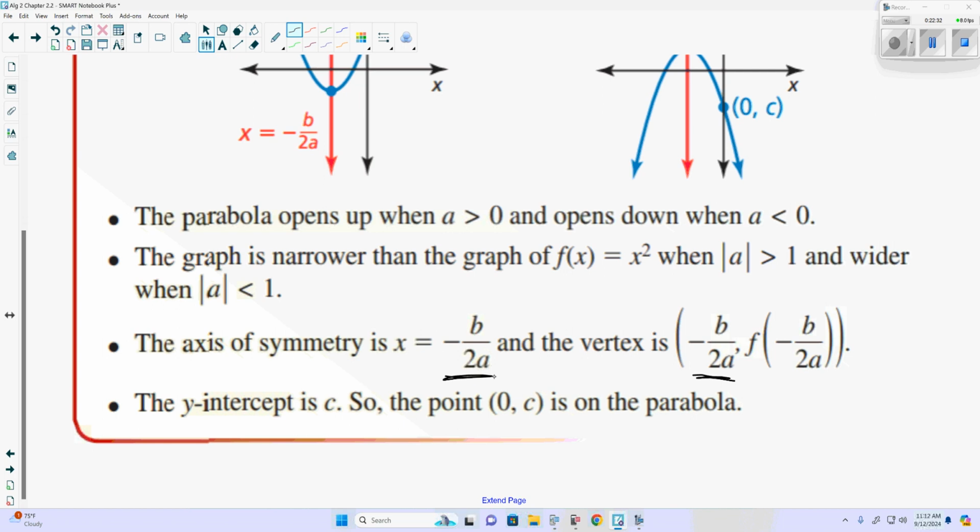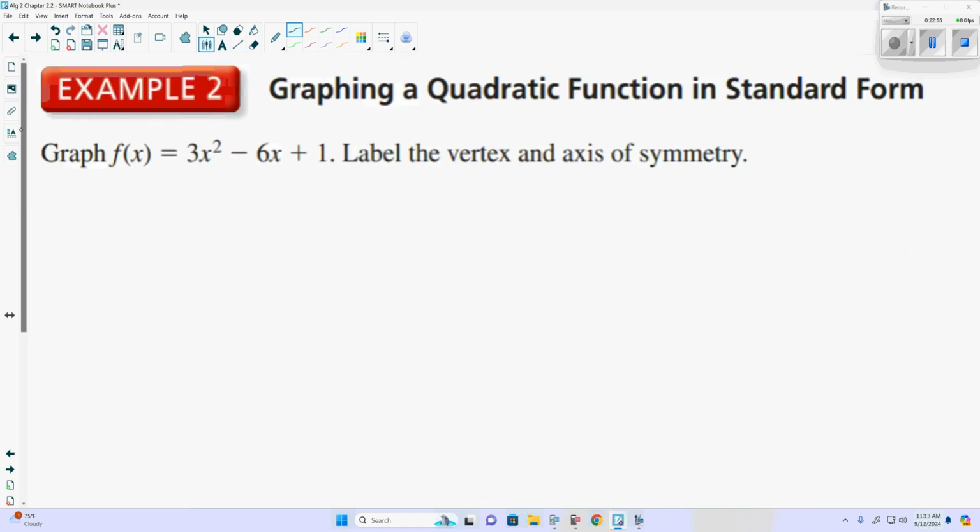And the only other key point of interest is the y-intercept. Whatever the constant term is, the term without a variable, is the y-intercept. Because for the y-intercept the x value is 0, so the ax squared becomes 0, the bx becomes 0, and all we're left with is c, the number without a variable. But I think it's going to make more sense if we look at an example of this.